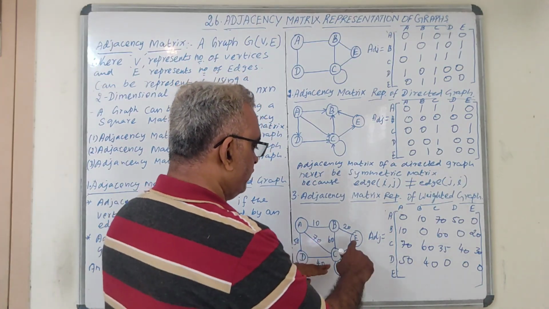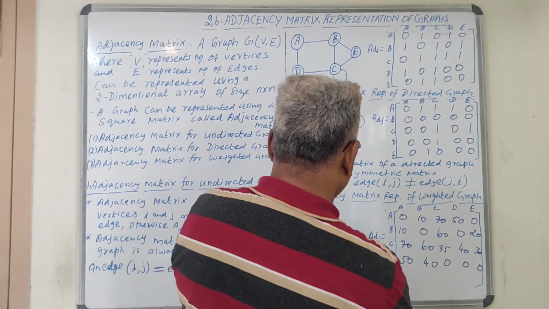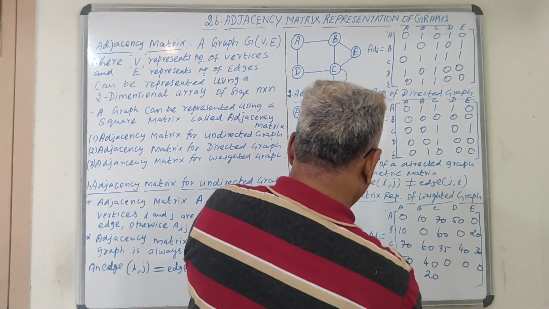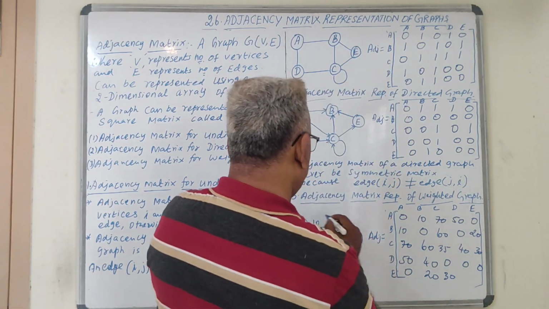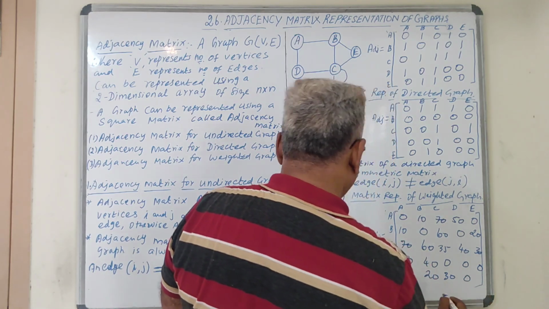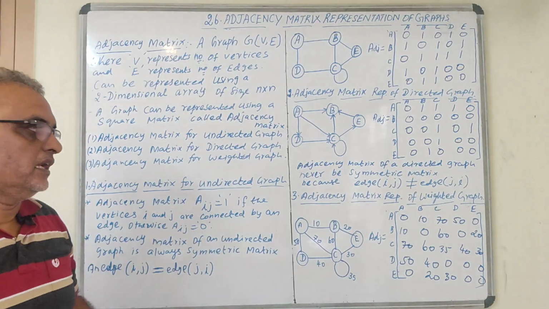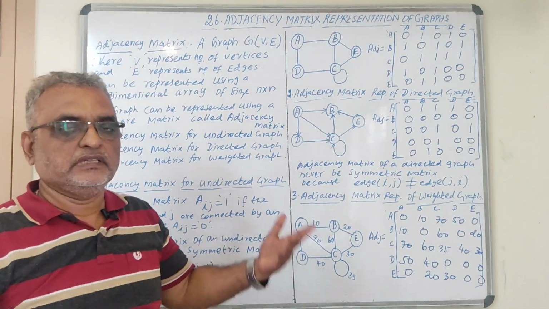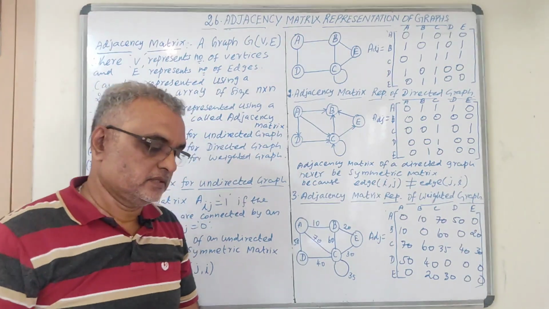Similarly, come to E. From E you have a connection to B and to C. E to B is 20 and E to C is 30. E to A, E to D and E to E are all 0. So this is how we can represent the adjacency matrix of graphs. The graphs can be represented using the adjacency matrix.